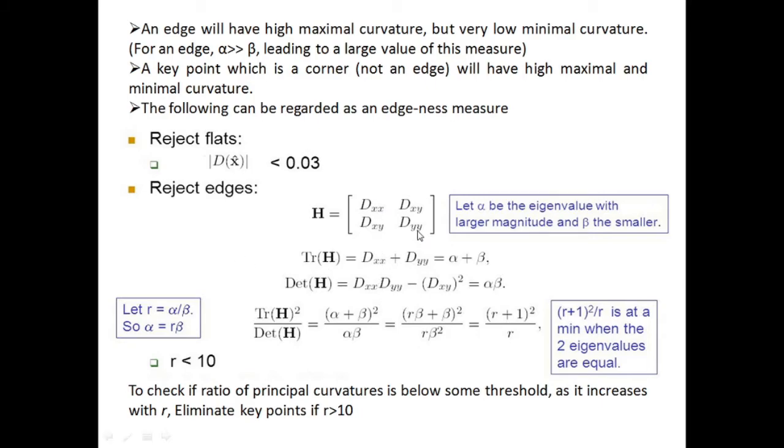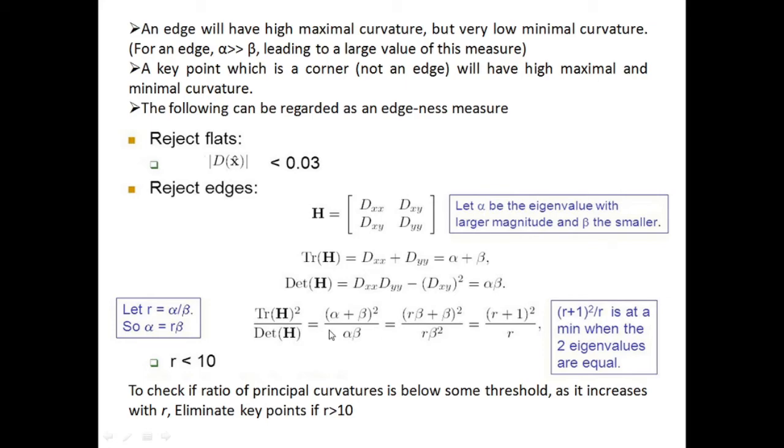So the trace is nothing but the sum of the diagonal elements, dxx plus dyy, the principal diagonal. So alpha plus beta, because this is considered as alpha, this will be beta. And what will its determinant be? dxx dyy minus dxy whole square, that is alpha beta. So I will be getting the ratio: trace of H whole square by determinant of H, that is alpha plus beta whole square by alpha beta. Let me consider alpha equal to r beta. What I will be obtaining is this expression.